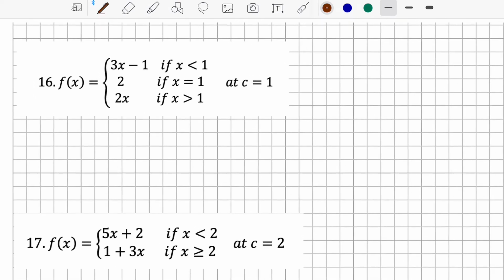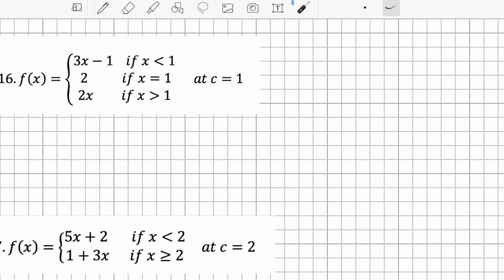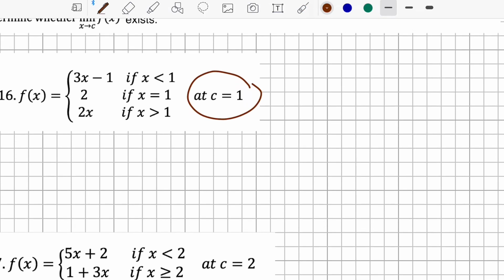So what they want us to do is find the left-hand limit, the right-hand limit, and see if they're equal to each other. If they're equal to each other, that means that the limit exists at that c value. If they're not equal to each other, then the limit does not exist. So let's get started. For number 16, our c is 1. So that means we want to approach 1.